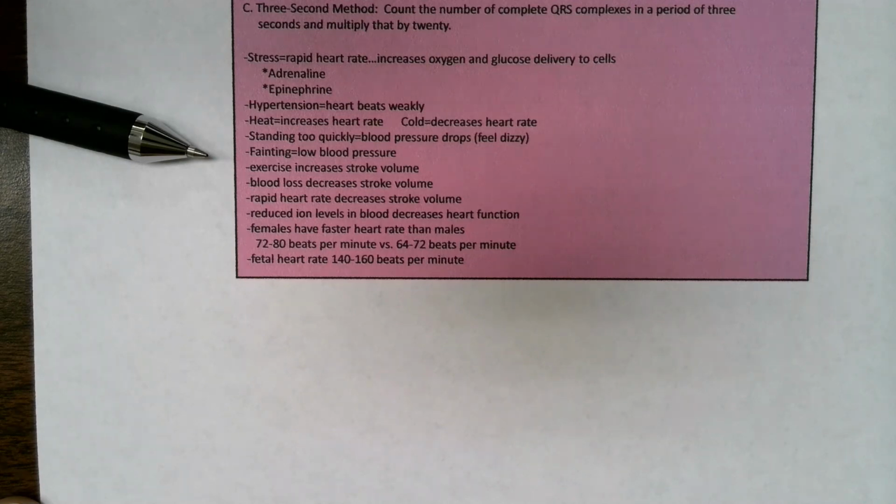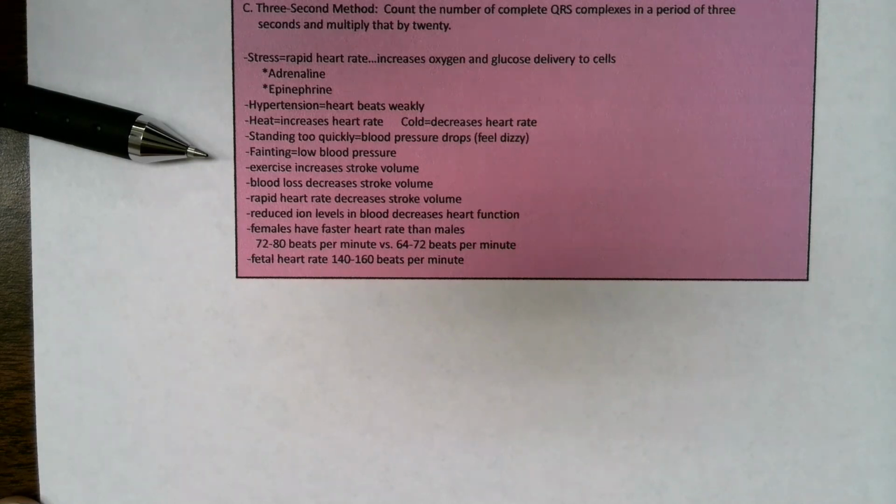If somebody has a major injury where they're losing a lot of blood, for example, stroke volume is going to decrease. If the heart rate is really rapid, so if your heart's beating really frequently, stroke volume is going to actually decrease as a result of that. If you have low iron levels in the blood, that's going to overall decrease heart function.